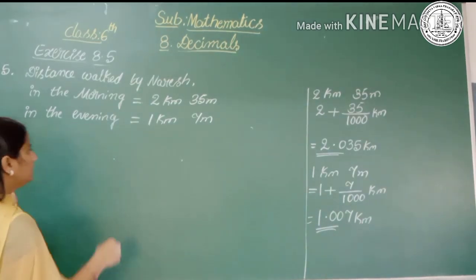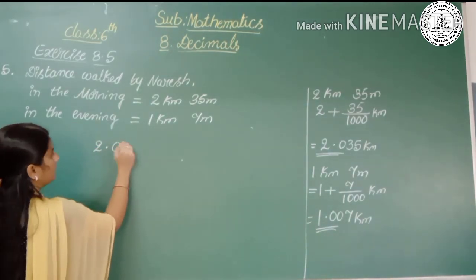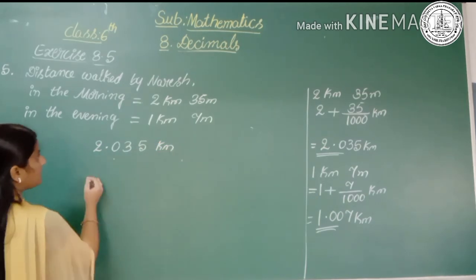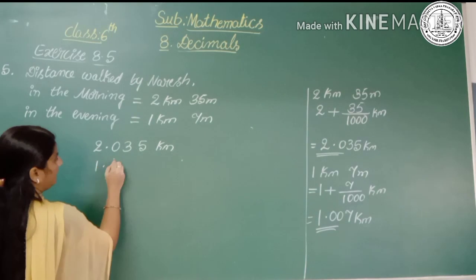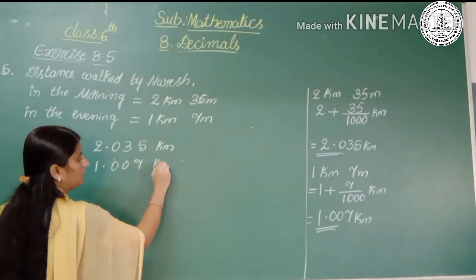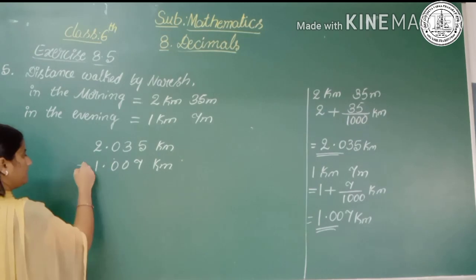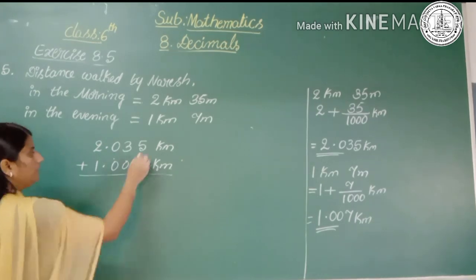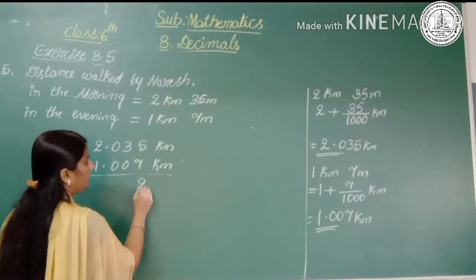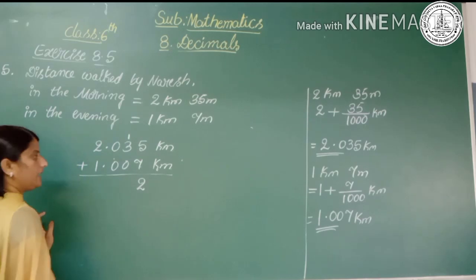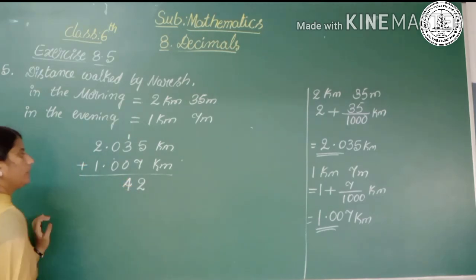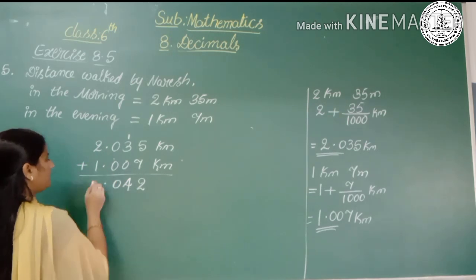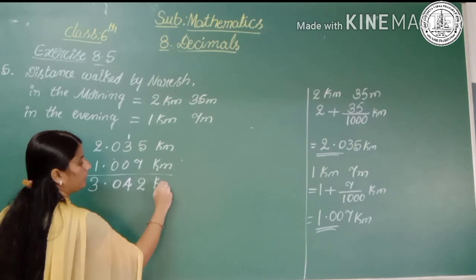Now add here 2.035 kilometer and the second distance, which we wrote in the same unit, that is 1.007 kilometer. Yes, they are asking for the total distance, so we have to add here. 5 plus 7 is 12, 2 here, keep that 1 carry, 1 plus 3, 4, 4 plus 0, 4. Then 0 plus 0 is 0, and keep the decimal point, 2 plus 1 is 3, and write it kilometer.